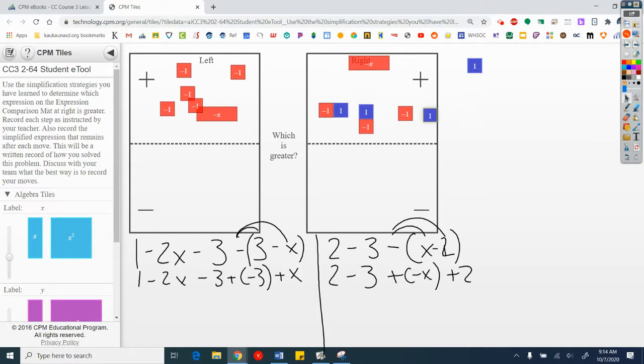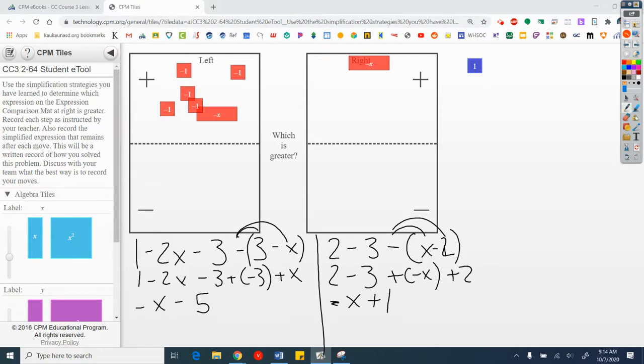When I go ahead and do that, the negative 2x plus an x leaves me with a negative x, and then a minus 5, because 1 minus 3 plus a negative 3 is a negative 5. On the right-hand side, I have a negative x, and there's nothing I can combine that with. Then 2 minus 3 plus 2: 2 minus 3 is negative 1, plus 2, I get 1.